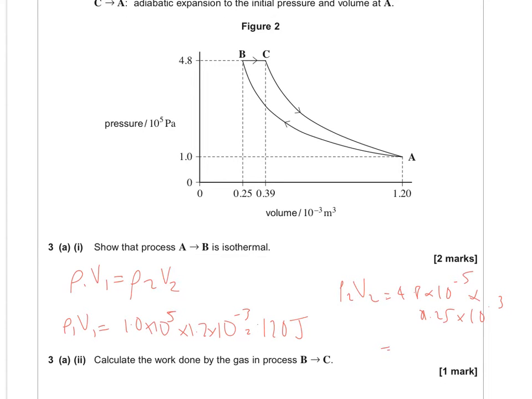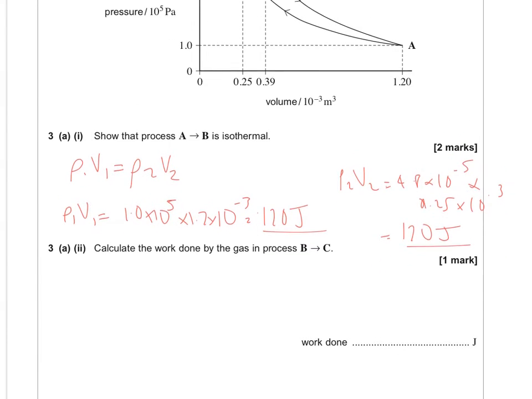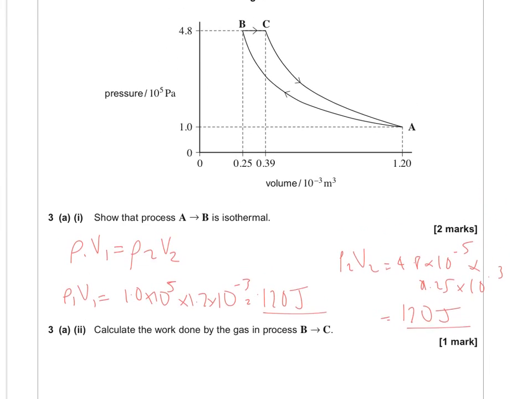Let's type that into the calculator. 0.25 times 10 to the power of minus 3, which is 120 joules also. So that condition does hold and it is isothermal. Calculate the work done by the gas in the process B to C.